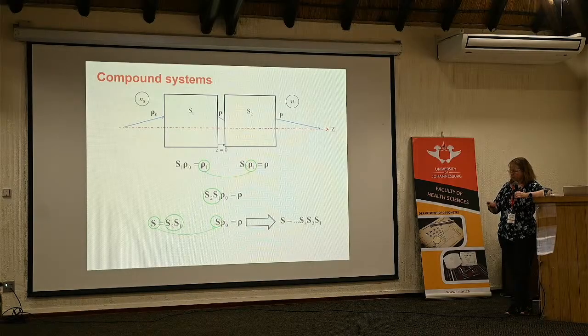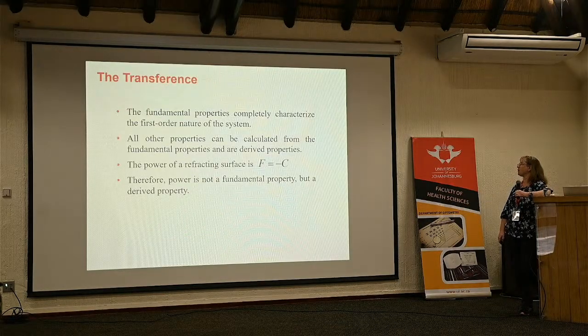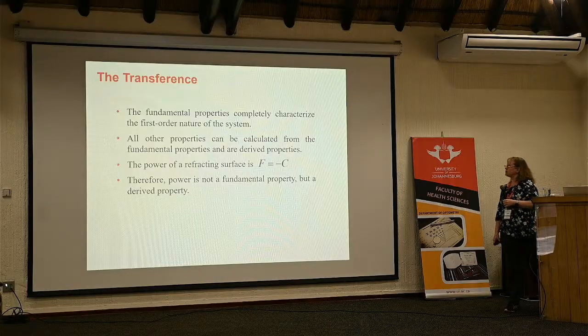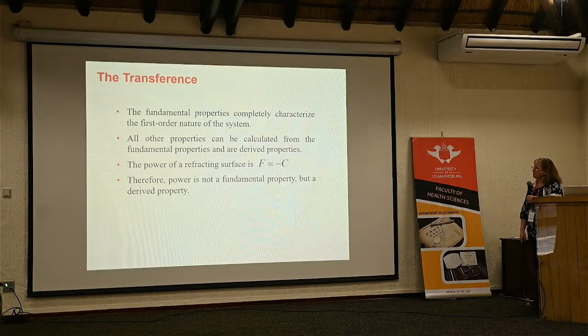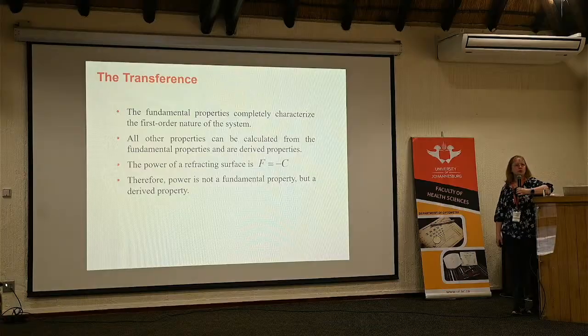And that allows us to obtain the transference of as many elementary systems as we need. Right. So the transference has fundamental properties. The A, B, C, and D are the fundamental properties. And according to Bill, it completely characterizes the first order nature of the system. All the other properties can be calculated from the transference.